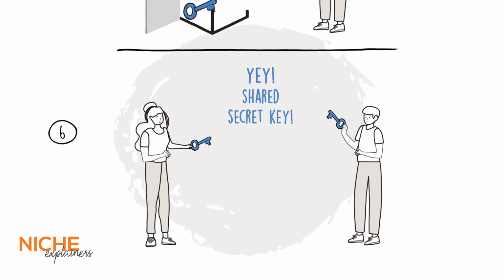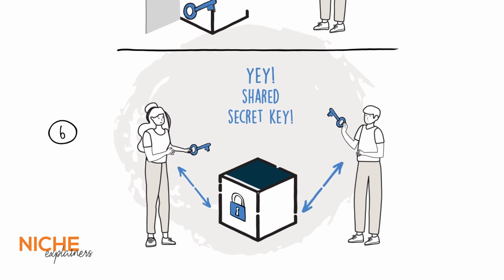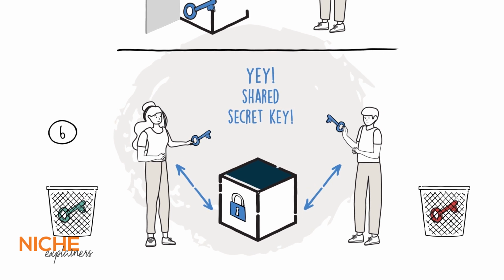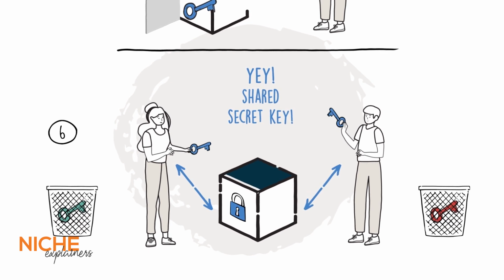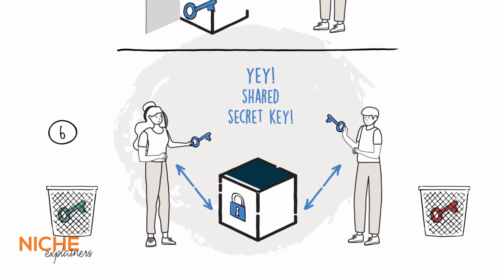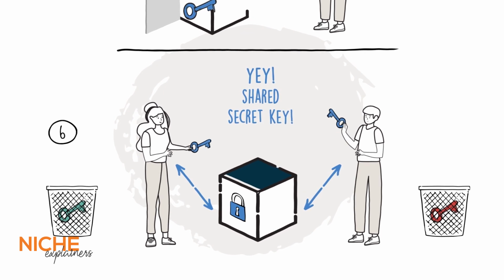Now, both of them have the shared secret blue key and can go back to using symmetric encryption, which is faster and enables secure two-way communication. They no longer need the red and green keys. The only purpose of the asymmetric encryption is to distribute the shared secret blue key from Alice to Bob.